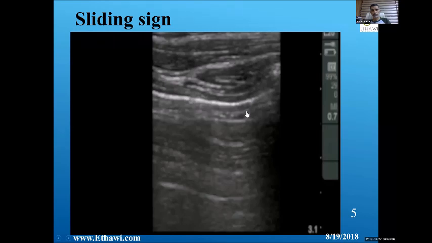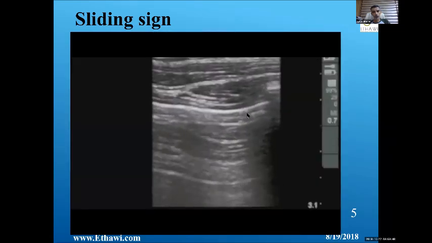The sliding sign is the sign that allows you to see the movement of the visceral over the parietal pleura. Try to avoid the artifact movement of the chest. If the child or the baby is on a ventilator, it might be interpreted that the viscera is moving, but concentrate on the sliding, especially seeing the B lines going and coming back. So we can see here that there is a movement.